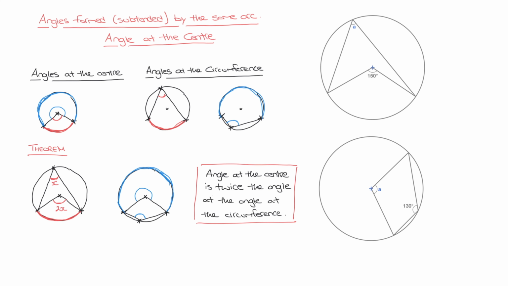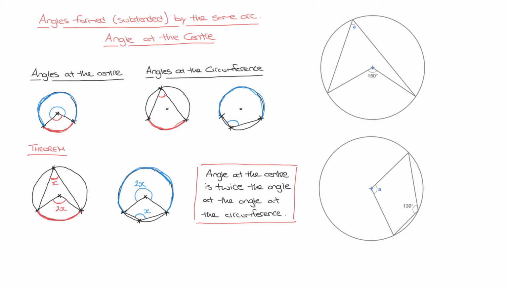And so we have an angle at the center and an angle at the circumference, which are both subtended or formed by the same arc, and we can therefore use this rule. And we can state that the angle at the center is 2 times bigger than the angle at the circumference. So if I call the angle at the circumference x, then the angle at the center would be 2x.